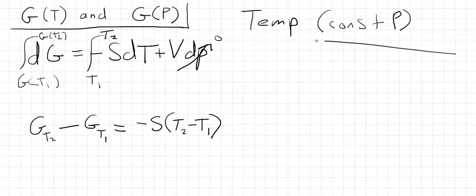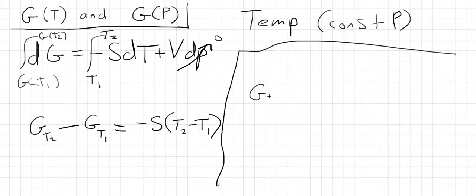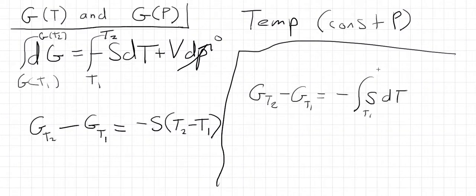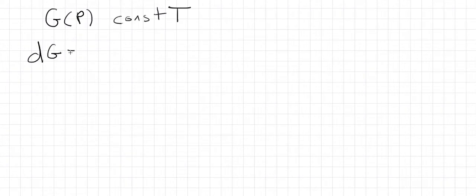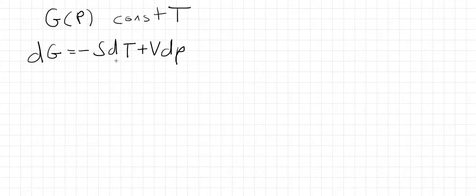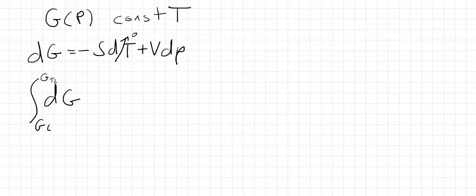If we had a big change in T, we could rewrite that equation as G at T2 minus G at T1 is equal to the negative integral of entropy from T1 to T2. Now let's look at how G varies with pressure at constant temperature. So we start off with the fundamental equation, dG is negative sdT plus vdP. We're not changing the temperature, so we can integrate both sides. So we integrate from G at P1 to G at P2.